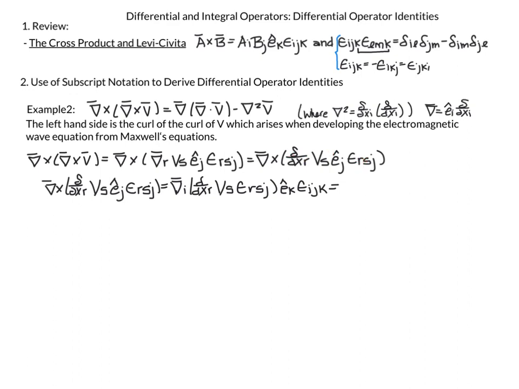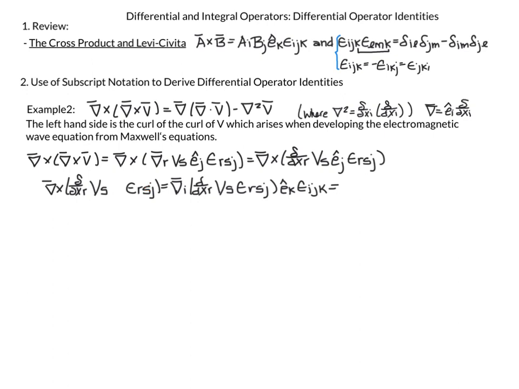So from this line to this line right now, this is just a direct copy of this. My del cross, my partial derivative with respect to x in the rth component, my v s, my e j, my Levi-Civita, rsj. So what I'm going to do is get rid of this e j because it's understood, and we understand now, and this is important, that this is the jth component of this cross product here.